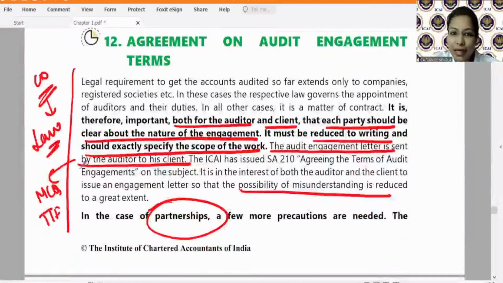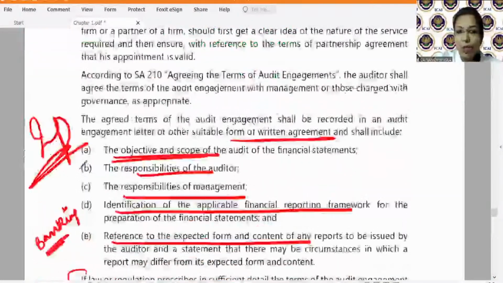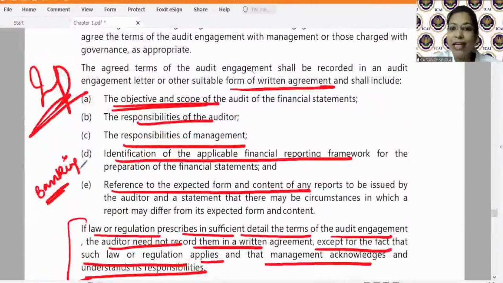नाउ इट शुड बी इन राइटिंग एंड ये जो एंगेजमेंट लेटर है ये ऑडिटर सेंड करता है टू द क्लाइंट, ठीक है. इससे क्या होगा, मिसअंडरस्टैंडिंग नहीं होगी, ठीक है. पार्टनरशिप फर्म में क्यों करना है, टोल्ड यू दैट वहां पर कुछ राइटिंग में नहीं है ना, बिकॉज पार्टनरशिप फर्म, प्रोप्राइटरशिप फर्म में तो इट इज वॉलेंट्री, है ना, तो पार्टनरशिप अग्रीमेंट, जो पार्टनरशिप डीड होती है उसको कंसीडर करेगा ऑडिटर, ठीक है. यू कैन रीड इट फ्रॉम दिस पैराग्राफ.